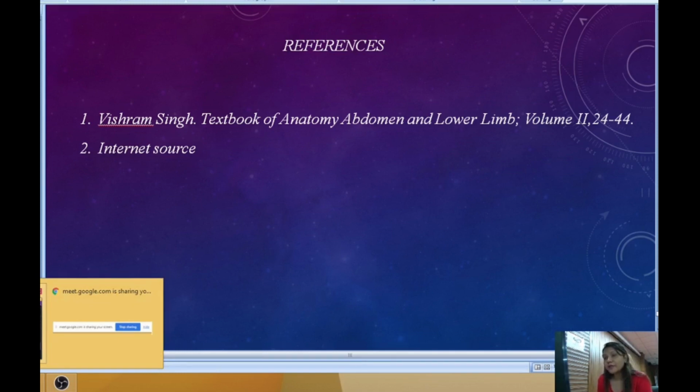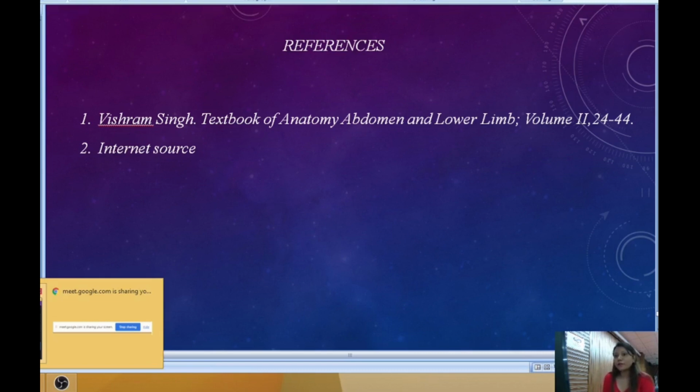Conjoint tendon consists of? Lower fibers of internal oblique and transversus abdominis. Very good. Now tell me, the posterior wall of rectus sheath is deficient where? Above and below. Above the costal margin, below the arcuate line. So the posterior wall is deficient above the costal margin and below the arcuate line, but in the middle it is present.